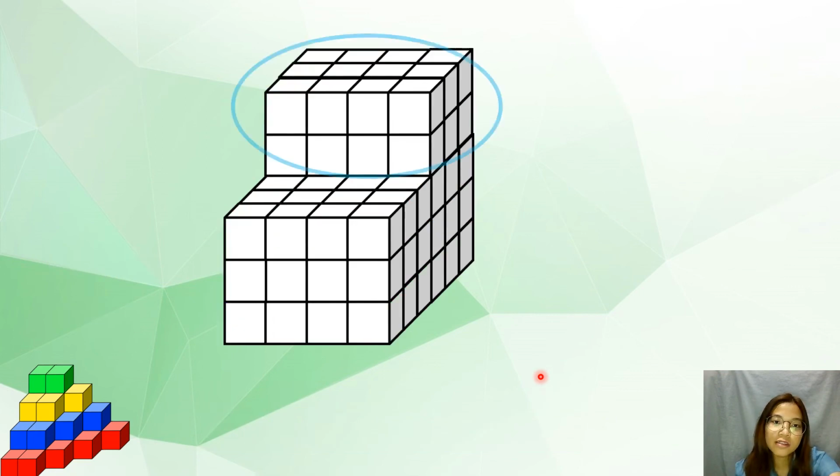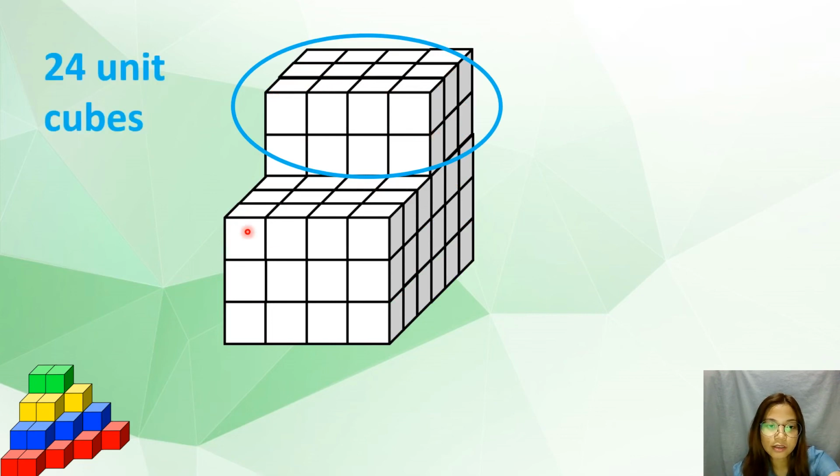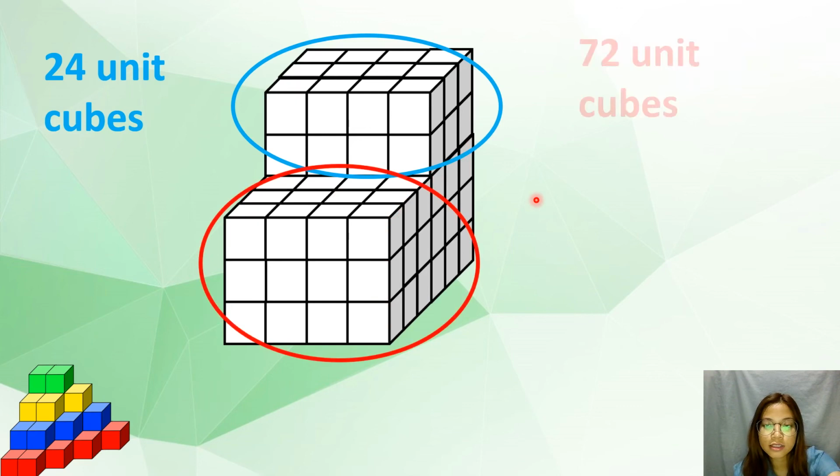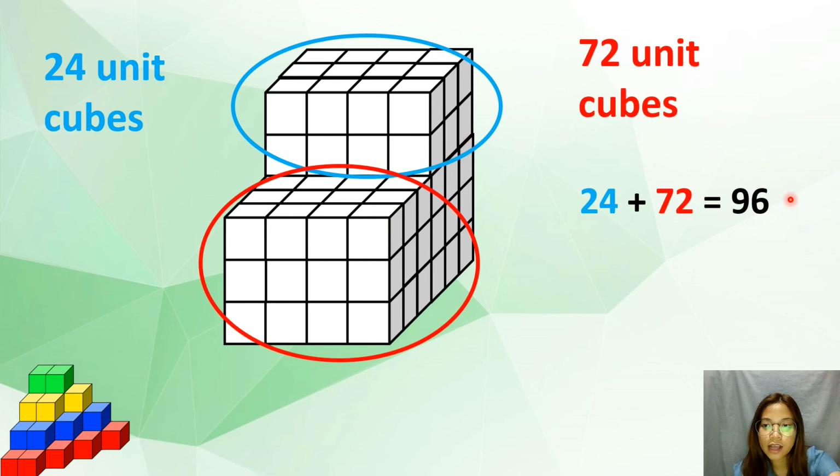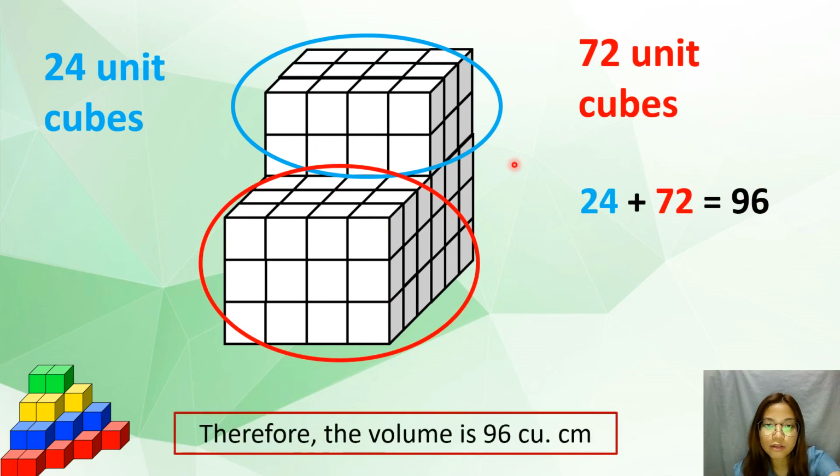Therefore, the volume of this figure is 36 cubic centimeters. Then the last one, we have this layer. That's 1, 2, 3, 4 times 1, 2, 3. So 4 times 3, it's 12 times 2, it's 24 unit cubes. Then you have 1, 2, 3, 4 times 1, 2, 3, 4, 5, 6. So 4 times 6, 24 times 3, it's 72 unit cubes. Add them together, it will give you an answer of 96. Therefore, the volume of this figure is 96 cubic centimeters.